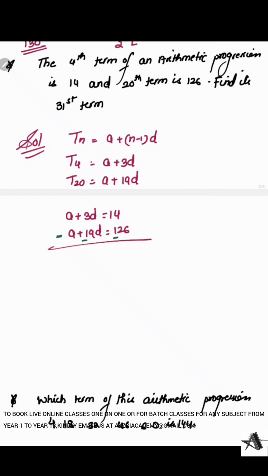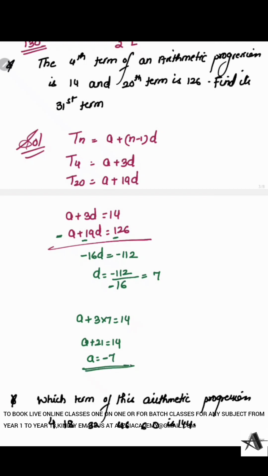Subtracting, 3 minus 19 is negative 16d, equal to 14 minus 126, which is negative 112. Now d would be negative 112 over negative 16, which is 7. Once we have the value of d, we can put it in either of the equations. Let me put it here. So a plus 3 into 7 is equal to 14. A plus 21 is equal to 14 and a is equal to negative 7. So the first term is negative 7 and the common difference is 7.